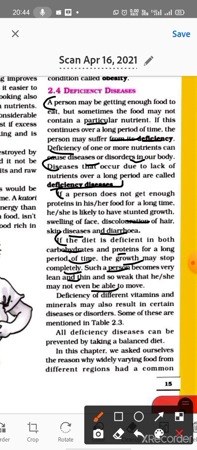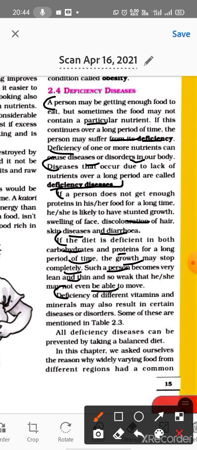Such a person becomes very weak and he or she may not even be able to walk. वो सिर्फ मूव भी नहीं कर सकता है, वो बहुत वीक हो जाएगा अगर किसी ने कार्बोहाइड्रेट्स और प्रोटीन्स दोनों अपनी डाइट में नहीं लिए हैं तो.